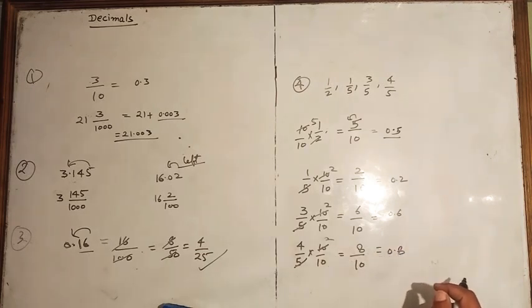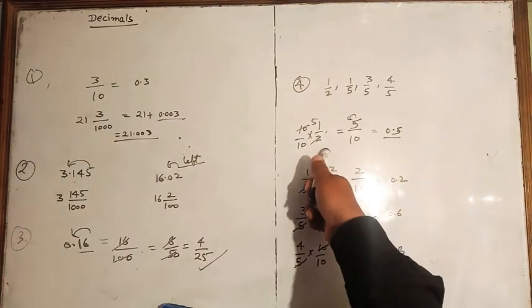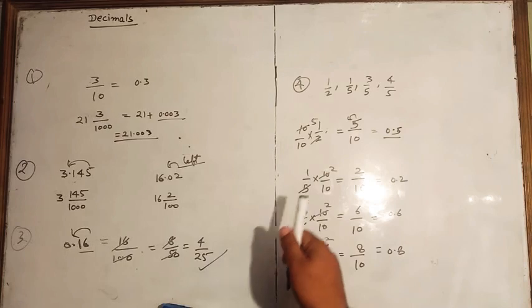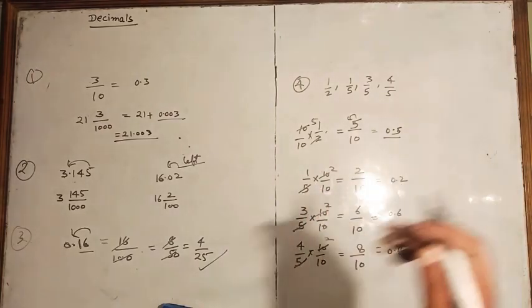Question number 5, write these fractions with the denominator 100. Same way you will do as we have done here, multiplied and divided by 10, you will do multiplied and divided by 100 only, and same way you will do.